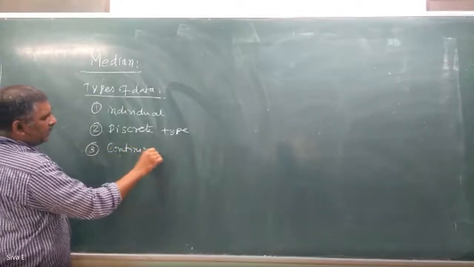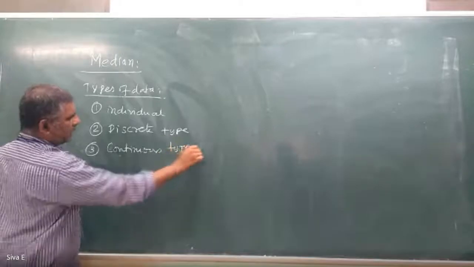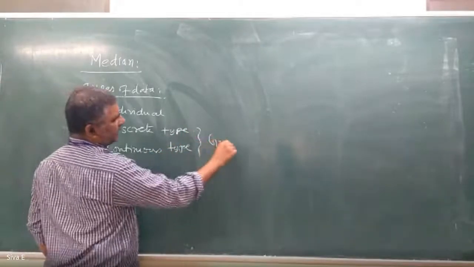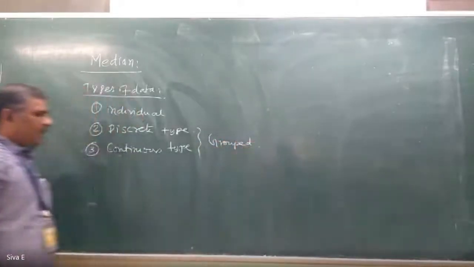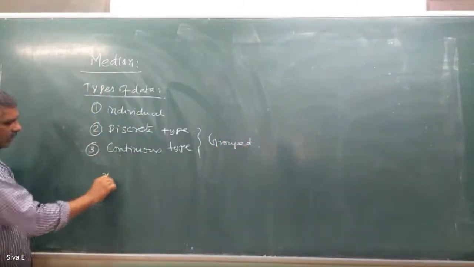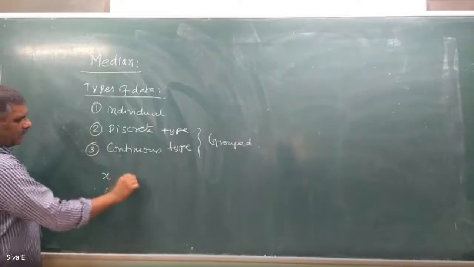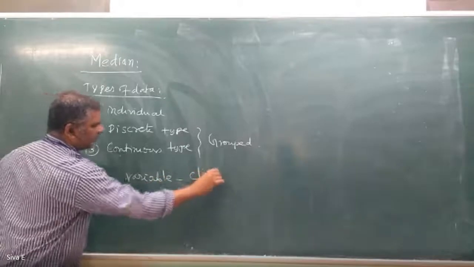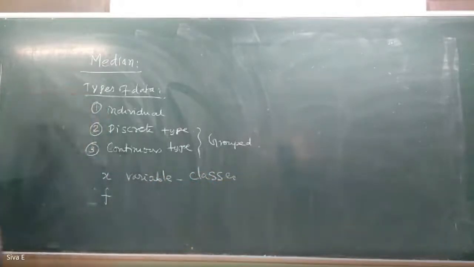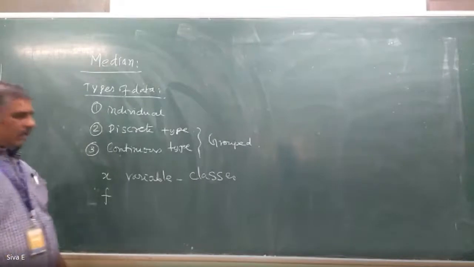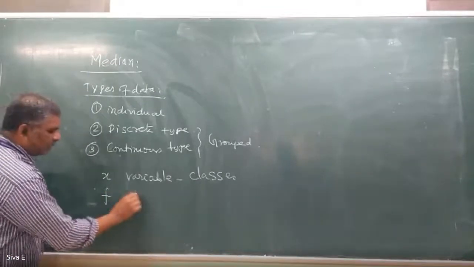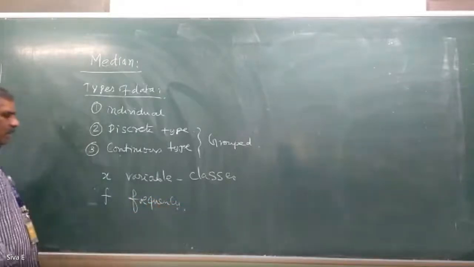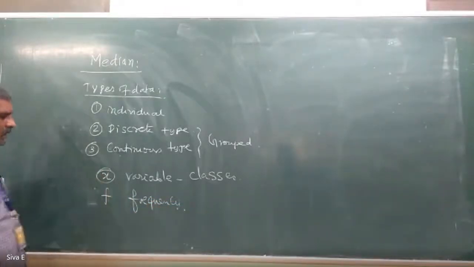It is a simple recap of yesterday's class. In the discrete type and continuous type, this data is known as grouped type data. When you are writing that x and f, that x is the variable. The same thing is also known as classes. It is known as the frequency. Frequency means the number of times the variable occurred.